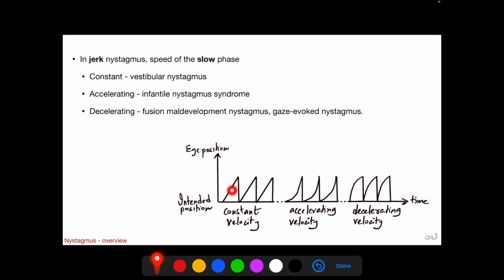In this, the velocity is constant, in this one the velocity is accelerating, and in this the velocity of the slow phase is decelerating. Constant velocity of the slow phase is found in vestibular nystagmus. Accelerating velocity of the slow phase is found in infantile nystagmus syndrome or INS. And decelerating slow phase is found in fusion maldevelopmental nystagmus and gaze-evoked nystagmus. And we will be discussing all these four patterns of nystagmus in this session.